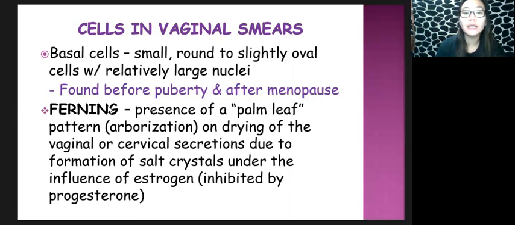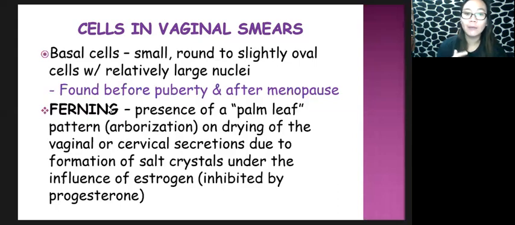Okay, so when we say ferning, this pertains to the drying of your vaginal or cervical secretions due to the formation of salt crystals. Again, the hormone that influences your ferning is estrogen. In particular, estrogen promotes ferning. When we say ferning, you would be able to see arborizations, which have been described to have a palm leaf appearance or pattern.